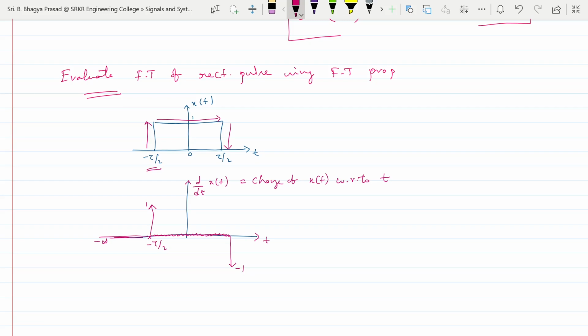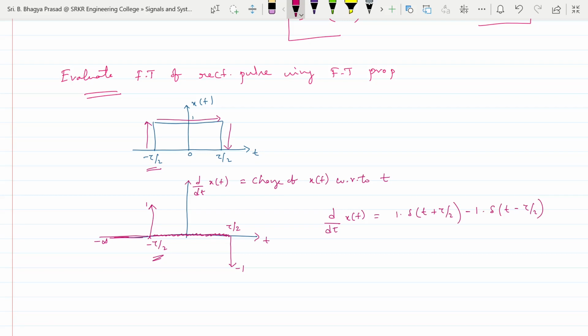So I can write this d by dt of x of t in terms of impulses, that is impulse at minus tau by 2 and impulse at tau by 2. The strengths are 1 del of t plus tau by 2 minus 1 del of t minus tau by 2. These two are impulses at the positions minus tau by 2 and tau by 2.